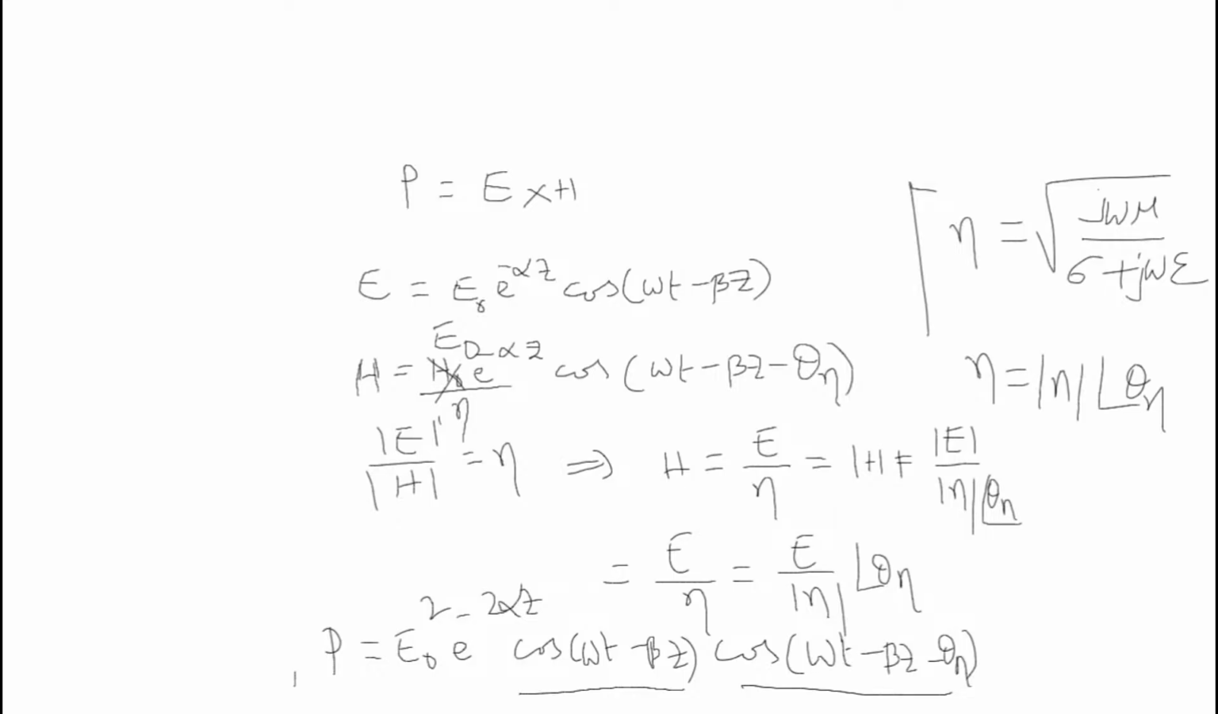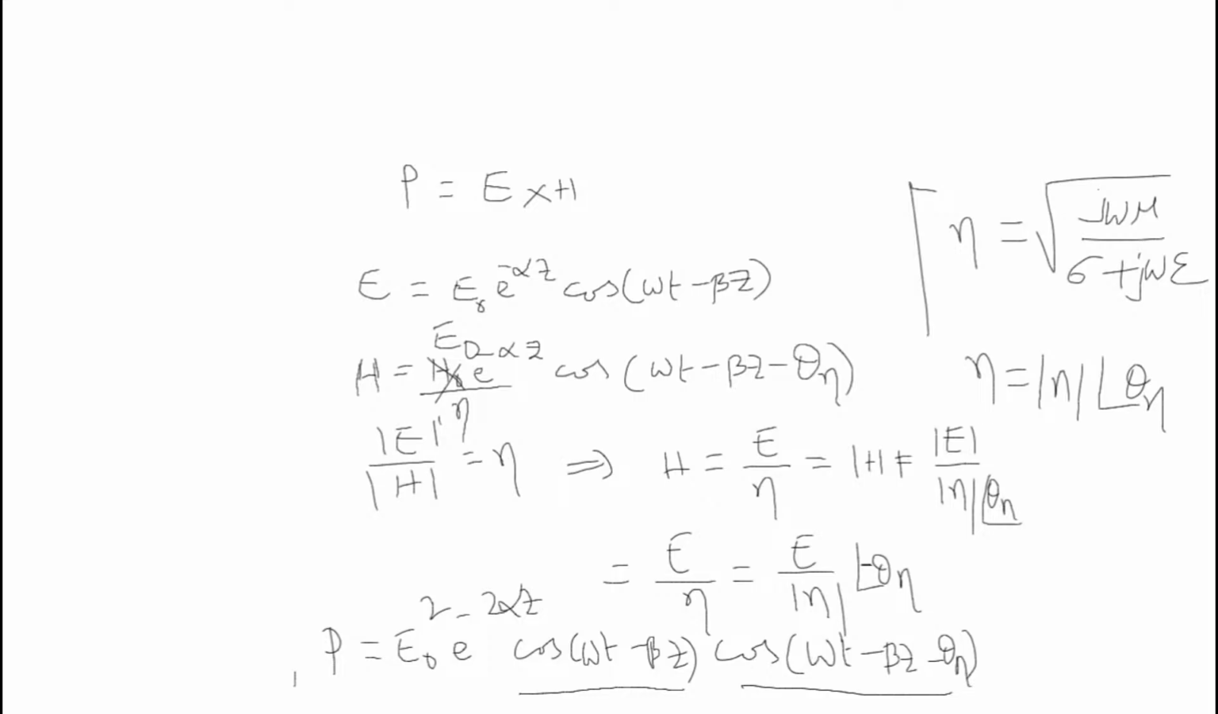As it is present in the denominator, when it goes to the numerator, it is taken at angle minus theta neta. So H is E by mod neta at an angle minus theta neta. If you multiply these two, we can write this as cos of omega t minus beta z plus theta neta. Next, go to simplification.